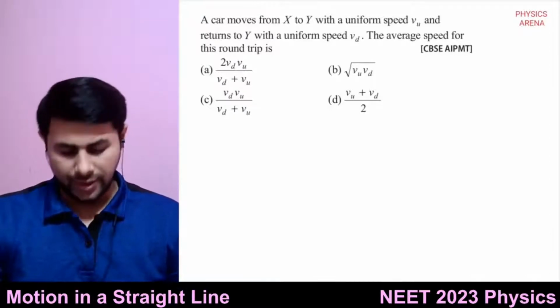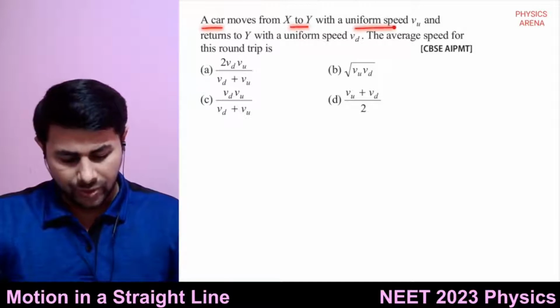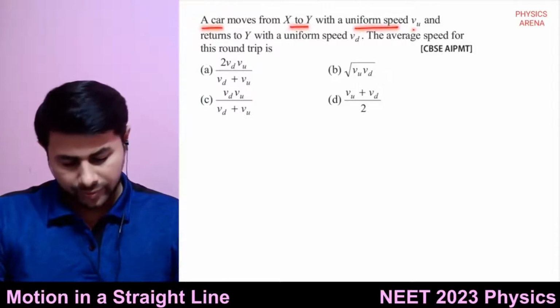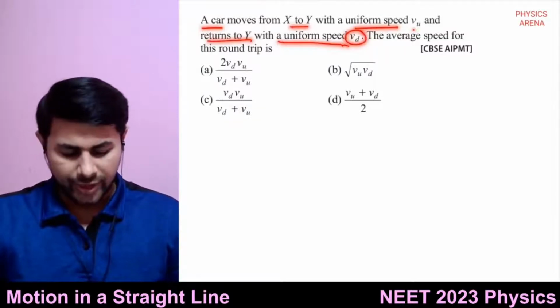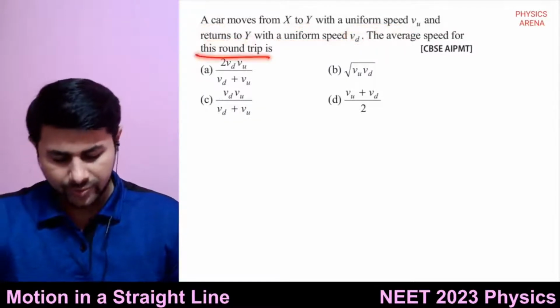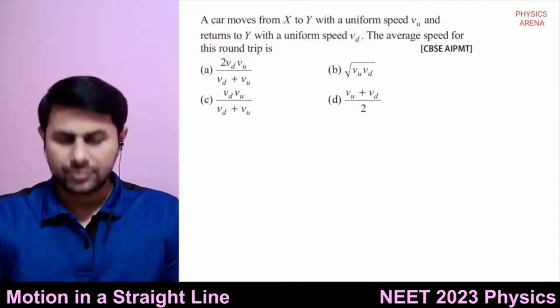So the next question is, a car moves from X to Y with uniform speed Vu and returns to Y with uniform speed Vd. The average speed for this round trip is. Now tell me, what will you do?